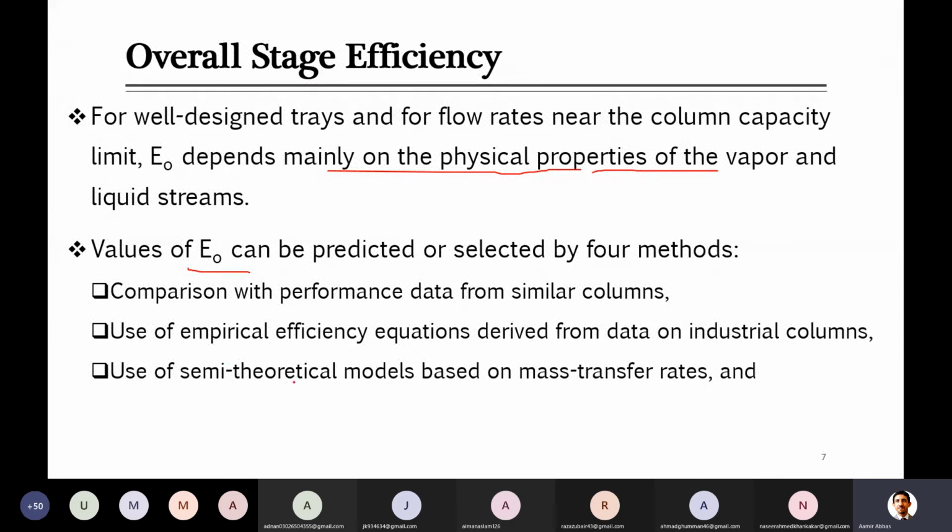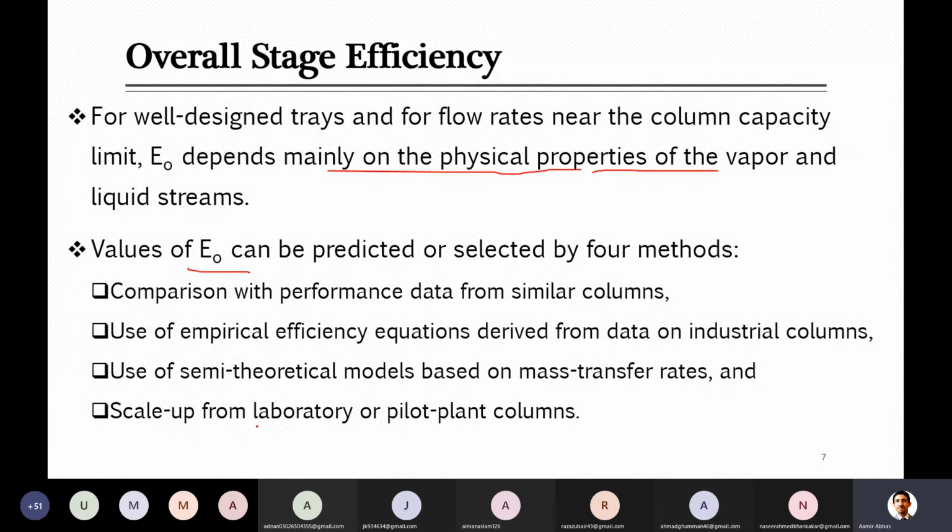Then there is the use of semi-theoretical models based on mass transfer rate. So here they are again semi-theoretical. They involve both: there is something theoretical as well as something experimental, not totally theoretical, not totally empirical. So these are models or equations which can be used to predict the efficiency of any column.